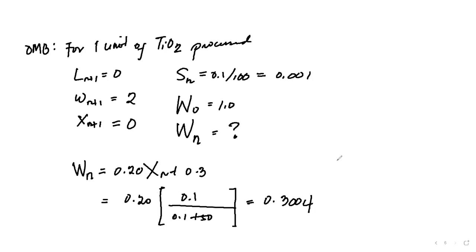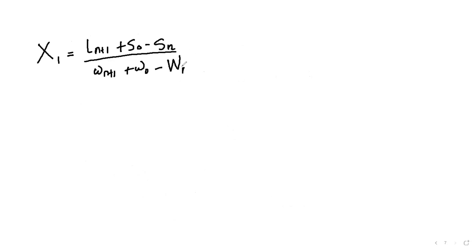So we now go step by step finding the concentration of each of the thickeners. So for x sub 1, that would be the L sub n plus 1 plus the S sub O minus the S sub n, all over the W sub n plus 1 plus W sub O minus W sub n.